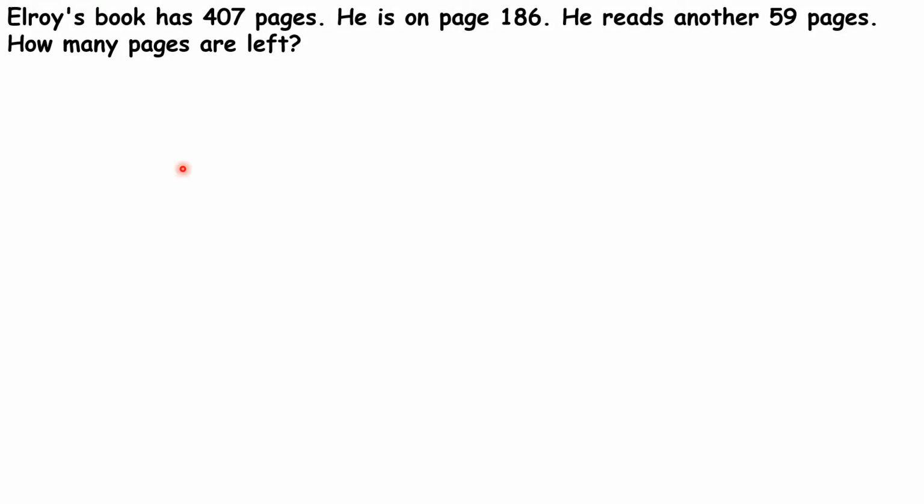Elroy's book has 407 pages. He is on page 186. He reads another 59 pages. How many pages are left?